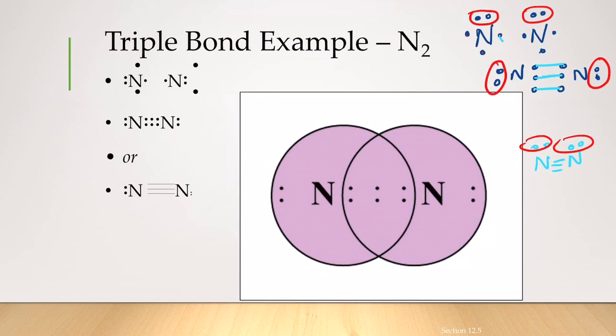It doesn't really matter where you put these lone pairs, as long as they are situated on nitrogen, it should be good. So you can put it here or you can put it here, it doesn't really matter. As long as it has a lone pair of electrons, it should be fine.